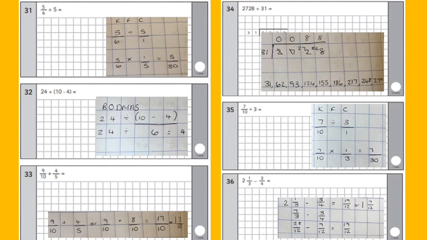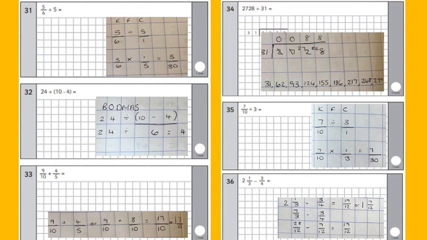Number 32, we have got 24 divided by (10 subtract 4). So this is a BODMAS question, so an order of operations question. The first thing I look to see is if there are any brackets, which there are. So I deal with what's inside my brackets first, which is 10 subtract 4, which is 6. And I've then written that underneath. I have then got 24 and a divide left over. So my question is now 24 divided by 6, which is nice and easily 4.